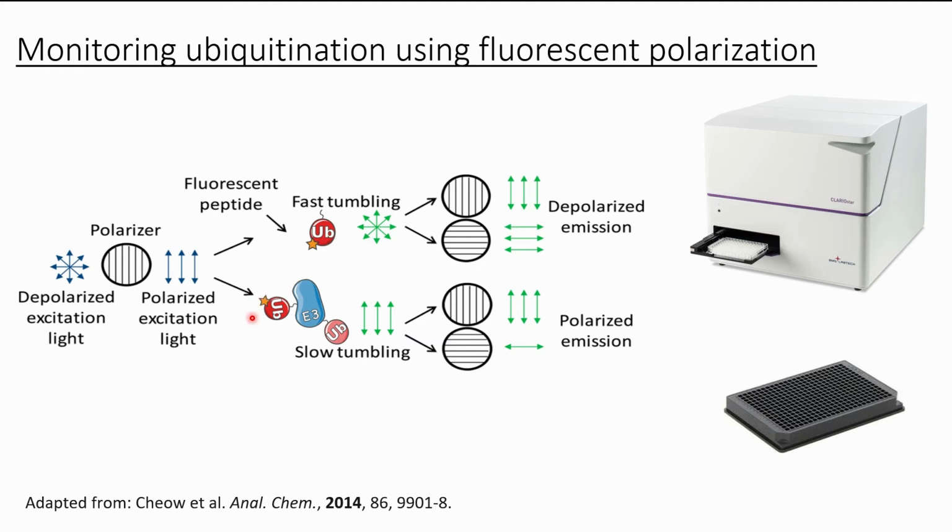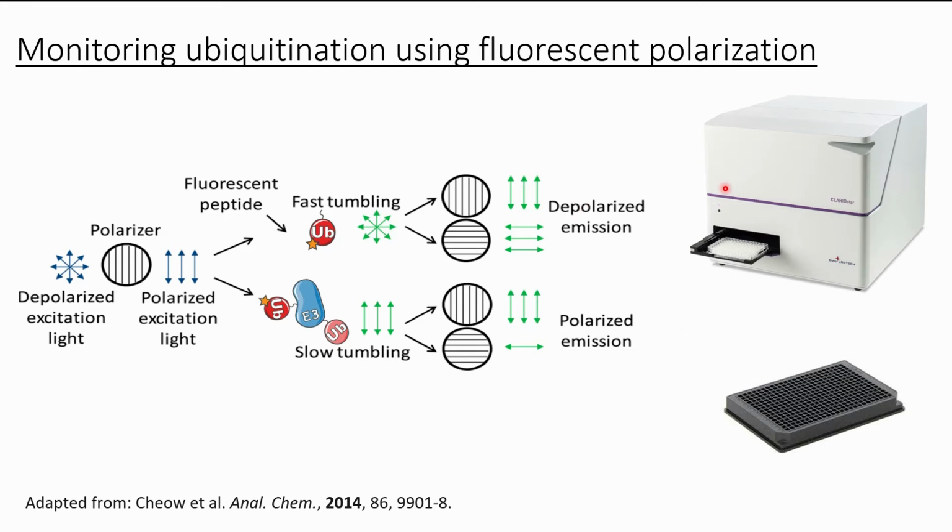However, when the labeled ubiquitin was in complex with one of the ubiquitin regulators like an E3, it would be a much larger complex, and as such would have a much slower tumbling in solution, and this would result in a much higher FP signal. And the idea was that with size, this fluorescent polarization signal would be able to scale.